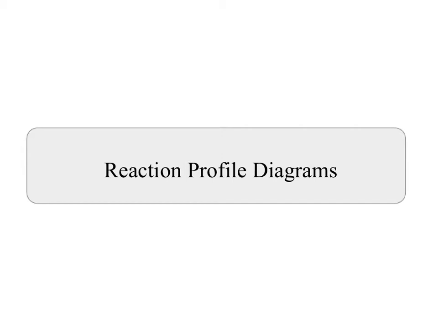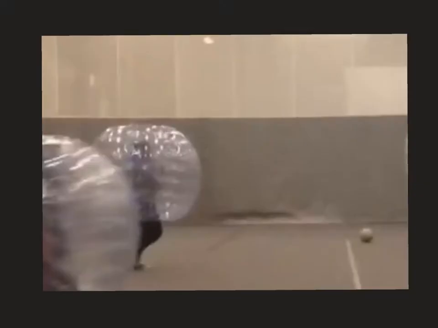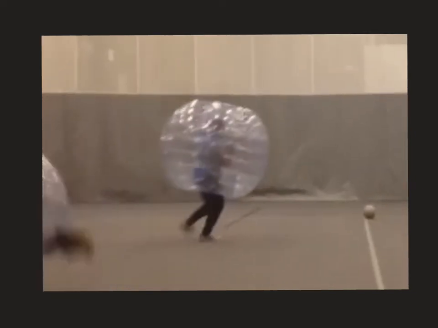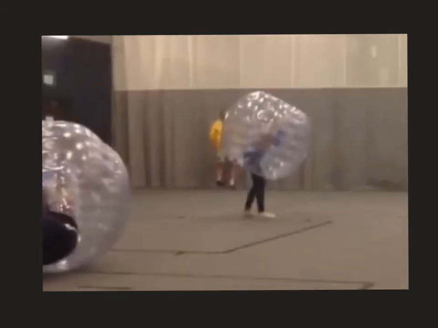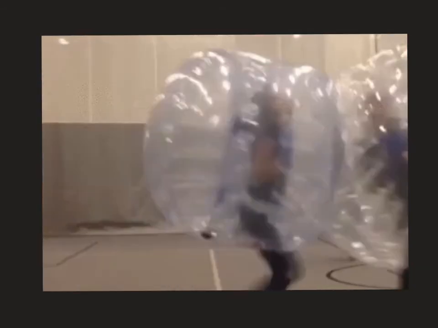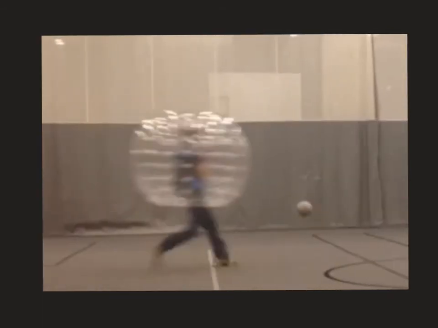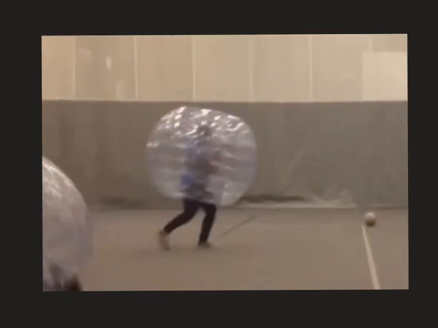Now earlier on in the year when we studied chemical reactions, we said that chemical reactions can only happen when particles collide or crash into each other. If the collision is going to be successful, the particles need to collide in a certain way, but they also need to collide with a minimum amount of energy, and this minimum amount of energy is called the activation energy.